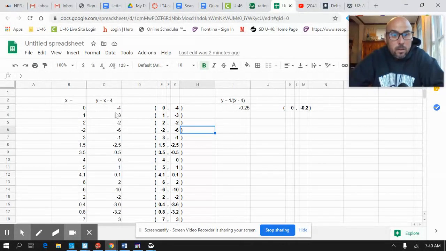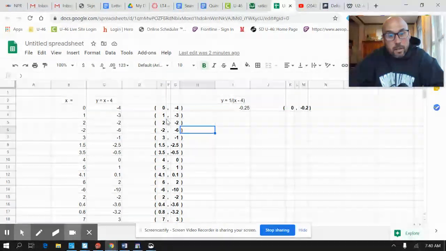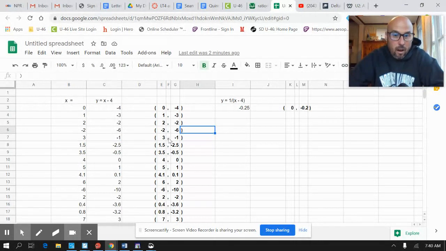If x is 0, the y is negative 4, because 0 minus 4 is negative 4. And there's your ordered pair. If x is 1, 1 minus 4 is negative 3. So there's another ordered pair. So all these ordered pairs are on this line. So if I were to graph all these ordered pairs, it would look exactly like a line. Well, what about 1 divided by x minus 4?